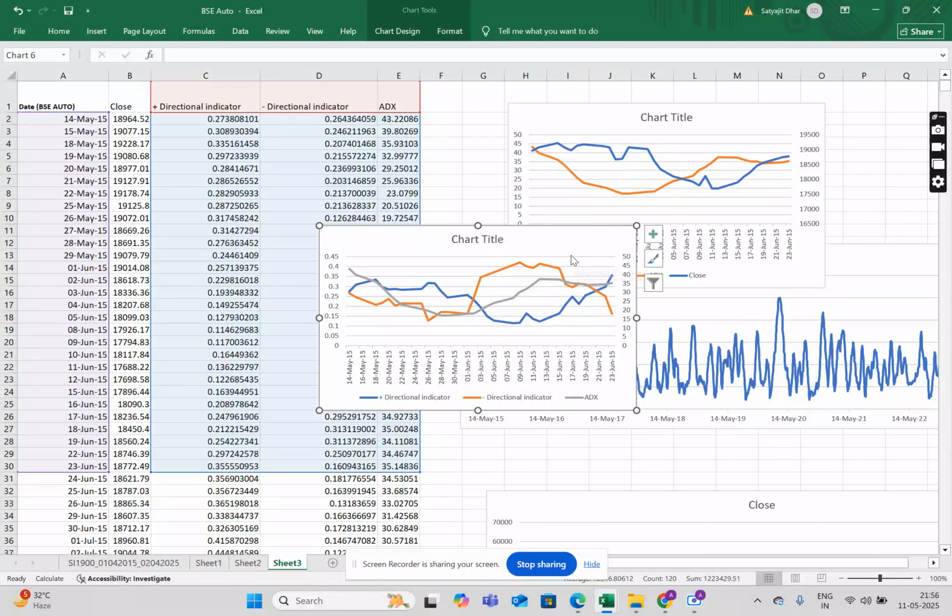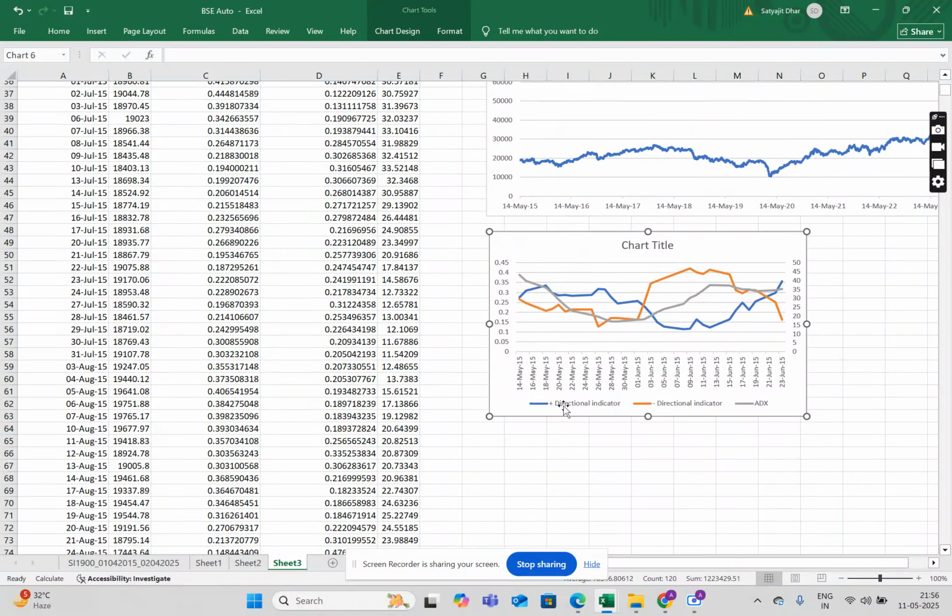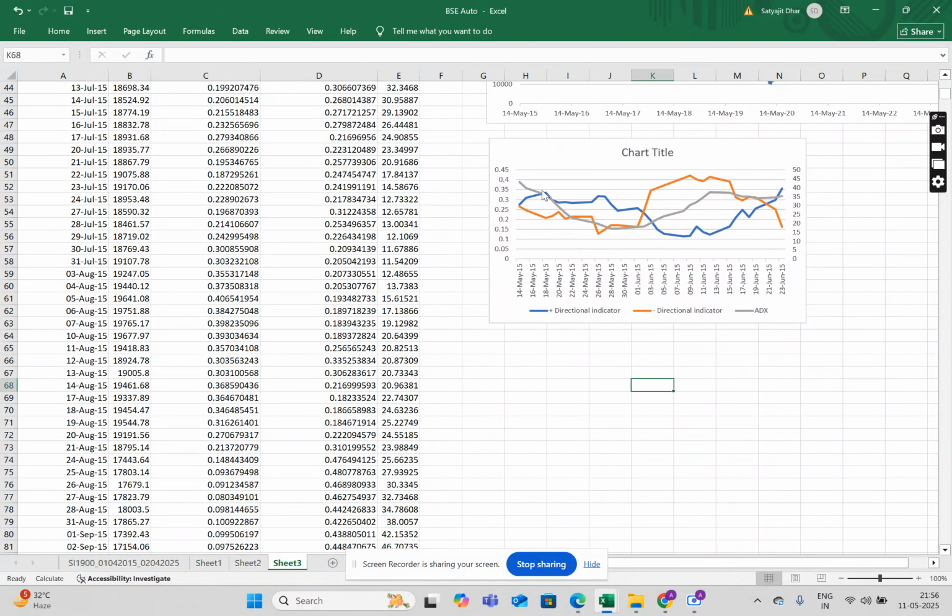Yeah, it will be like this. So we can see the gray line here is the ADX. The ADX is less than 25 from 24th May to 30th May, and in the rest of the period it is more than 25, but it is never more than 40. So it is overall not a very strong trend in the market, but more than 25 means it is a strong trend, but not a very strong trend.